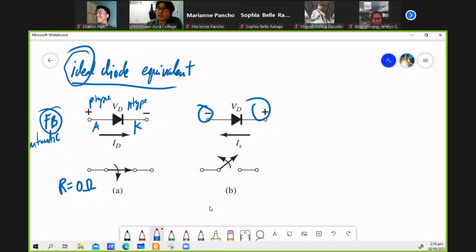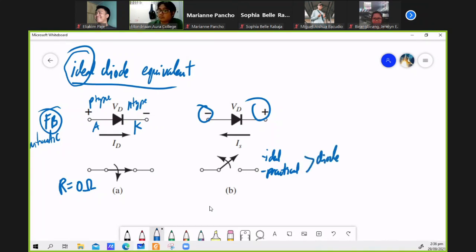Okay? But sometimes in the practical diode na tinatawag, sometimes we consider also the open circuit. So this may be applicable for ideal and the practical diodes.